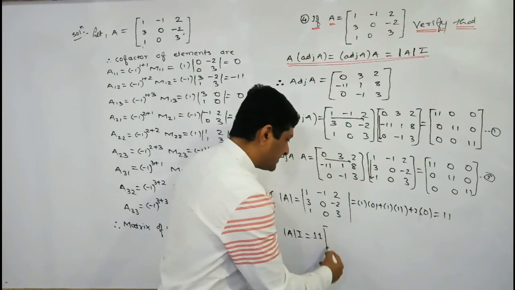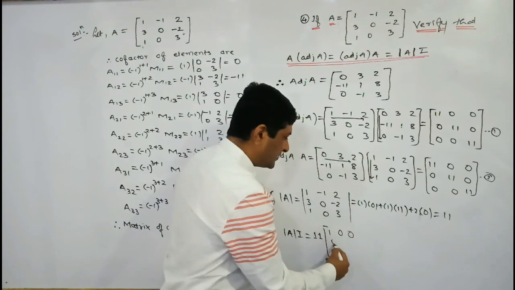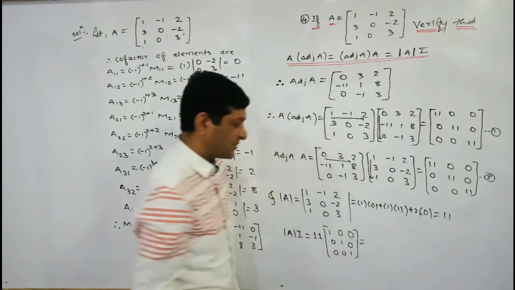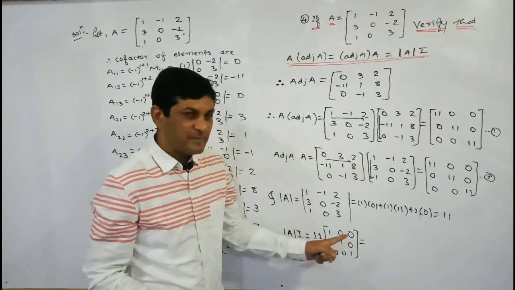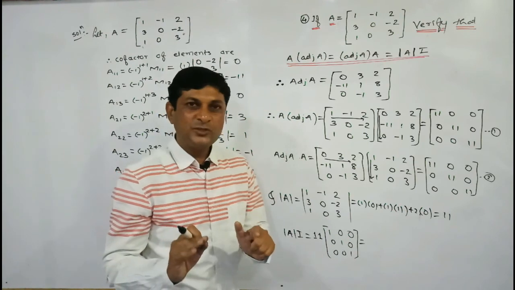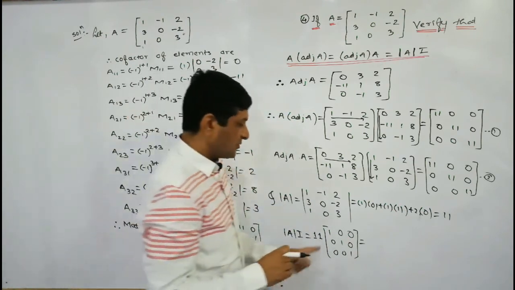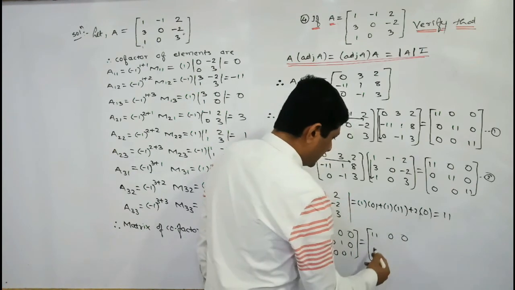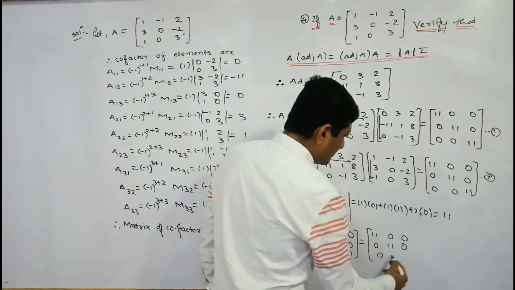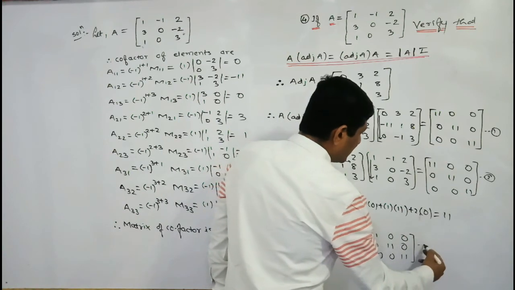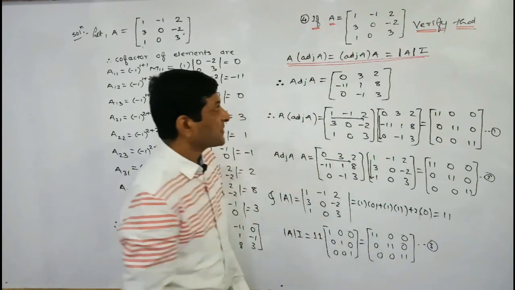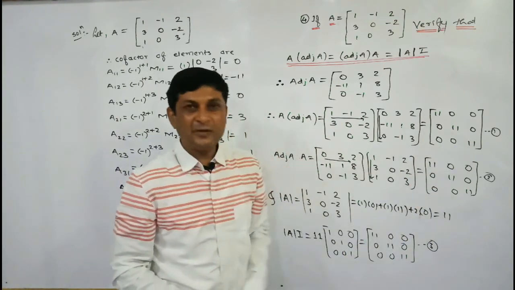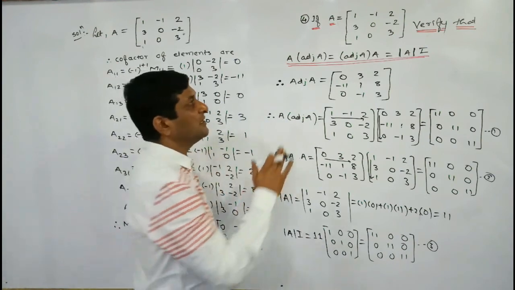So identity matrix, its elements are 1 0 0 0 1 0 0 0 1. Isn't it? So which is equals to, now multiplying by 11 to this matrix means multiplying by 11 to all the element of this matrix. So multiply by 11 to all the element of this matrix, 11 0 0 0 11 0 0 0 11. So let us denote it by equation number 3, and here we can observe that all these matrices are what? Equal matrices. That's why we can conclude that.